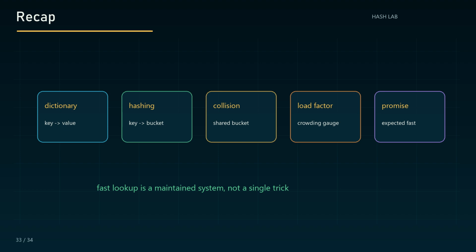Recap: the dictionary problem asks for value by key. Direct addressing is fast but can waste space. Hashing compresses huge key spaces into buckets. Collisions are normal. Chaining, probing, resizing, and load factor control keep lookup expected fast.